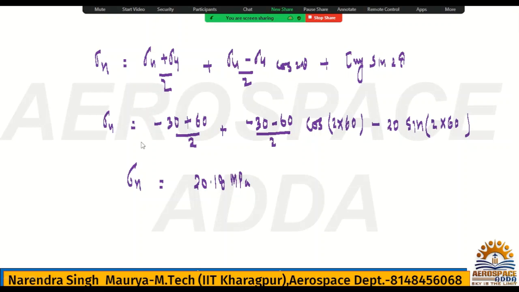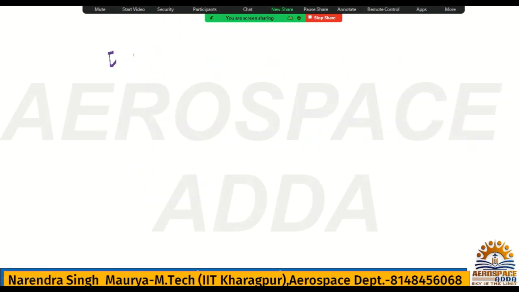Okay, now this is about normal stress. Now we'll go for the shear stress. So we'll write the formula for the shear stress here. Tau, the shear stress on an inclined plane, is sigma x minus sigma y by 2 sin 2 theta minus tau xy cos 2 theta.